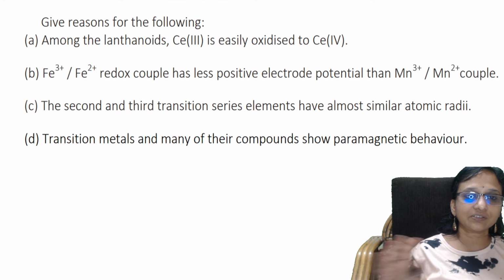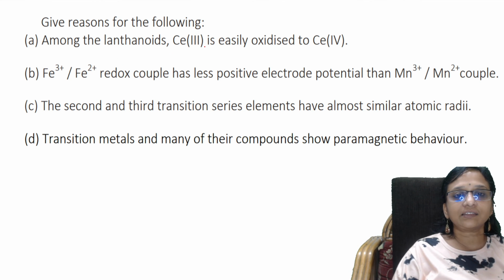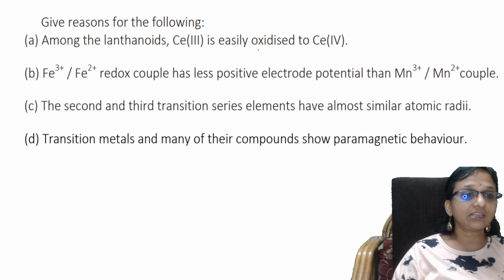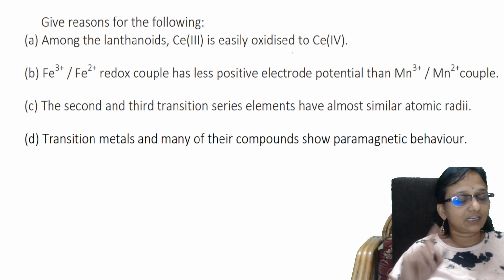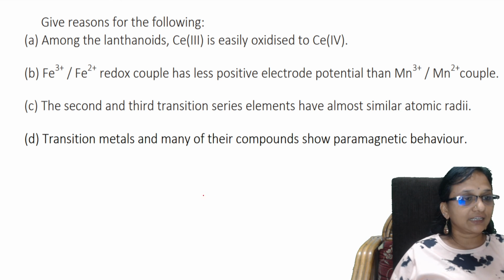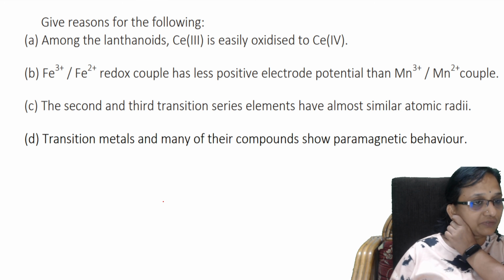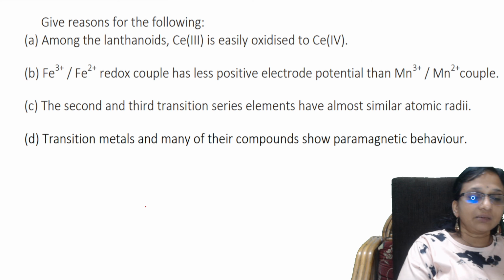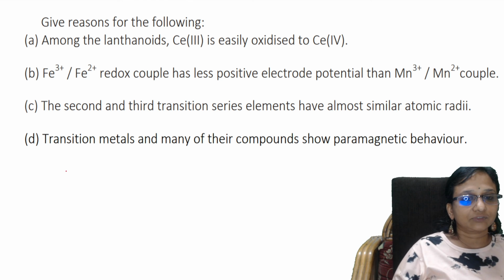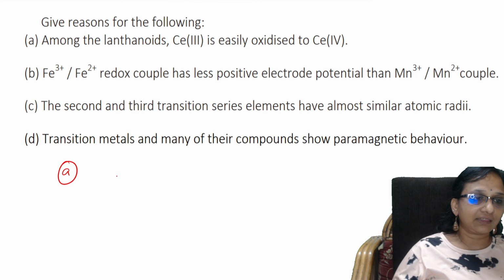Next, 5 marks questions. Let us see the 5 marks questions, students. Among lanthanides, cerium plus 3 is easily oxidized to cerium plus 4. Why? Let us put it in one sentence. Now, check carefully, students. First important thing: cerium plus 3 is oxidized to cerium plus 4 means, concept number 1, lanthanides.